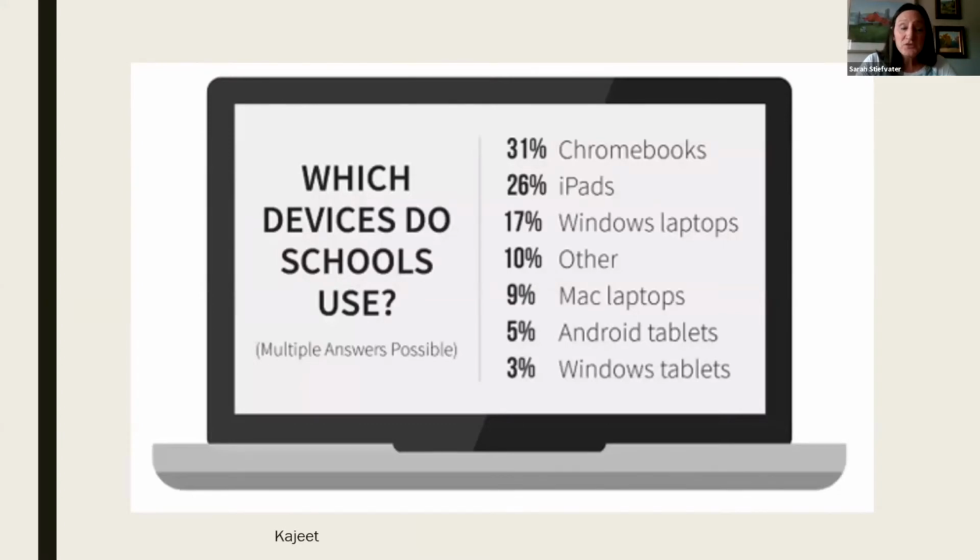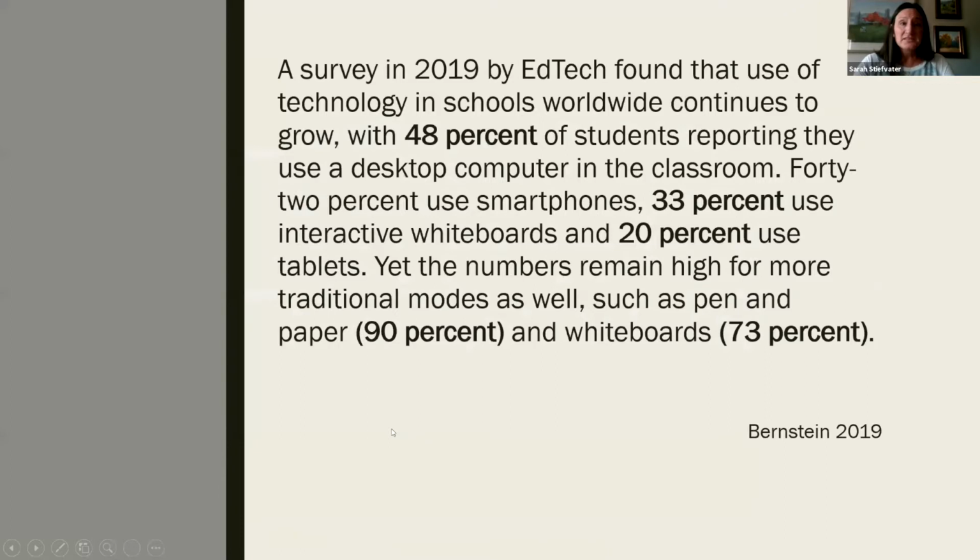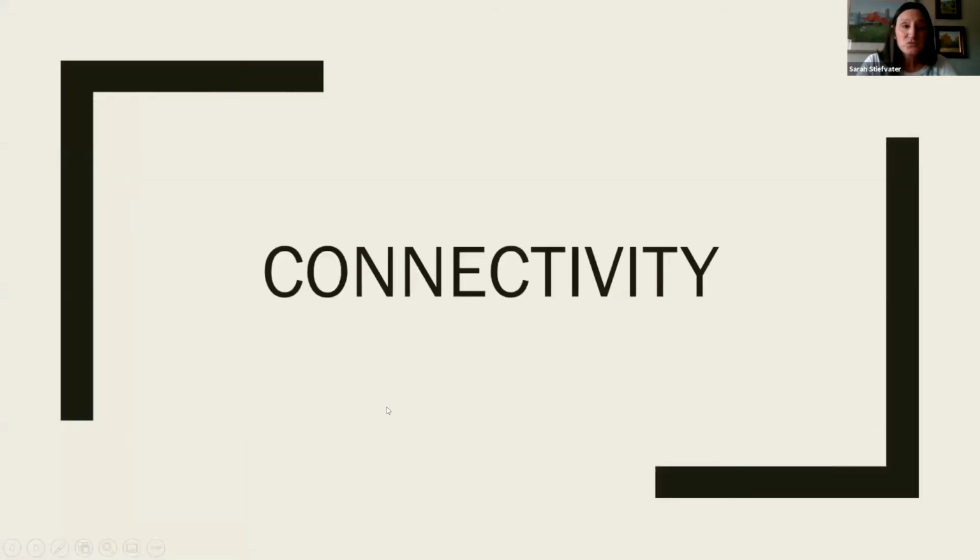Schools use multiple devices. Chromebooks are kind of the most popular. That's what I used in my school. We were fortunate enough to be one-to-one, but I know that is not the case in every school district. And then this goes on to talk about the percentages of devices, but if you also go down here to the bottom, 90% is still the traditional means of pen and paper. So just because so much has gone technology and digital doesn't mean there's not a need for the teacher. The teacher and what she does is so important.